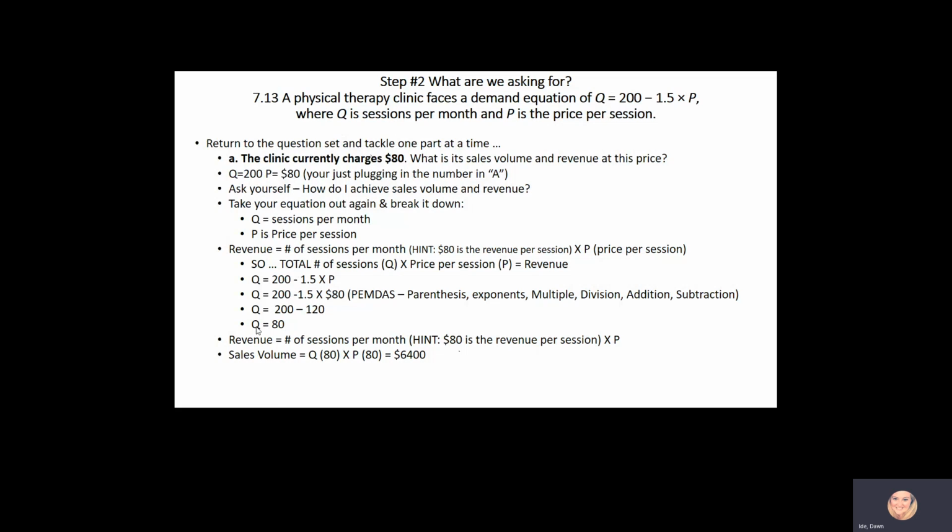Then we were able to come up with, okay, the quantity was 80. There were 80 sessions this month. So now, to achieve our sales volume is just Q times P. Quantity times price. Very simple, guys. Do not take this and look at it and think, oh my gosh, this is hard. This isn't hard, right? This is what you do every single day.